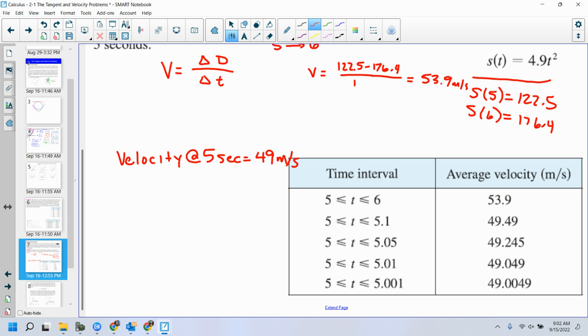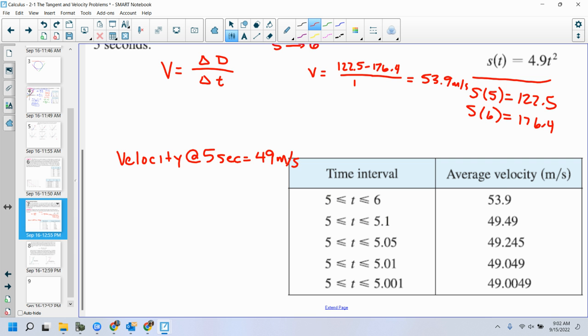You can't make the change in time 0. I wish we could, but we're going to keep getting that change in time closer and closer to 0 without ever actually making it 0. That's the idea of a limit. Getting closer and closer to something without ever actually reaching it.